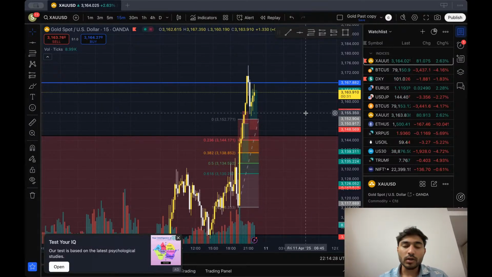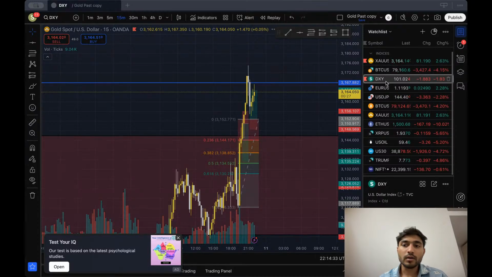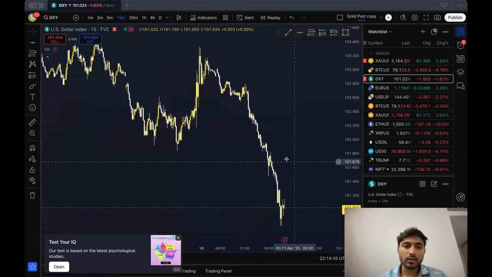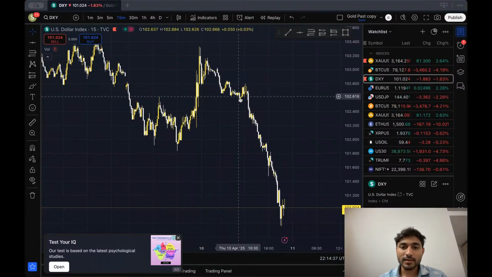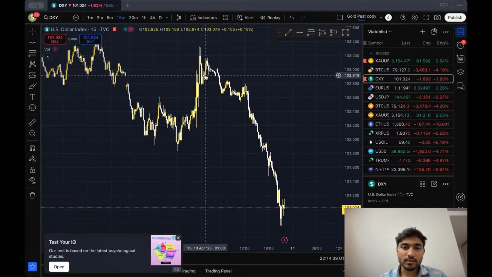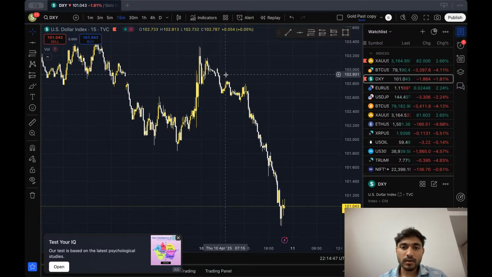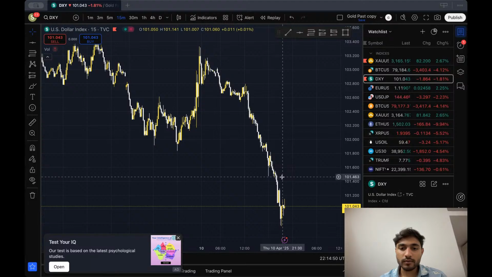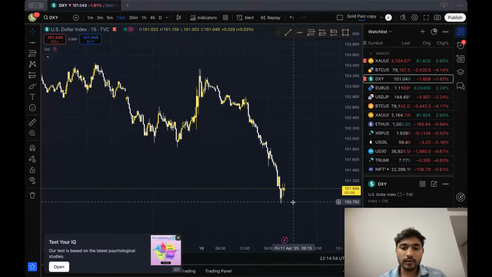Gold is bullish. Gold is bullish because of DXY falling. DXY has fallen a lot today. So what is this? This is from yesterday, today only. See, today the candle started, the day started over here, and it's continuously falling. It's currently now at the 101 level.